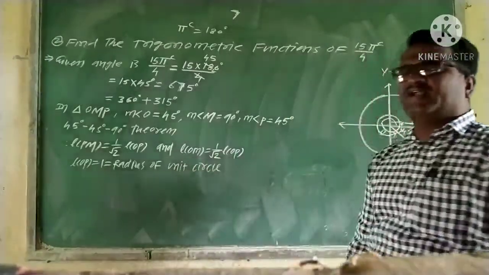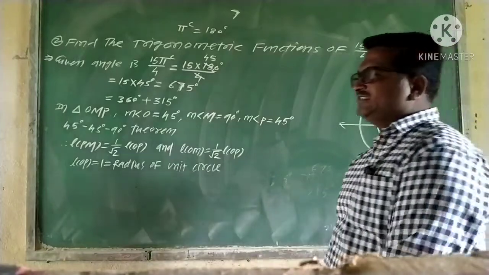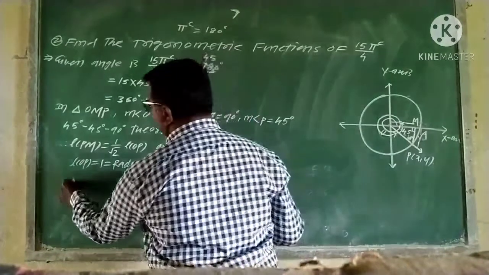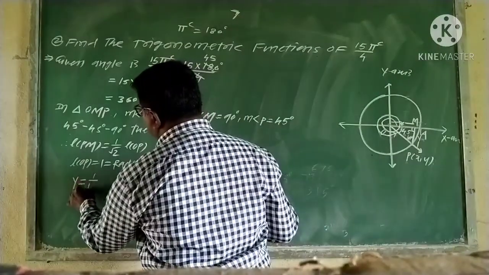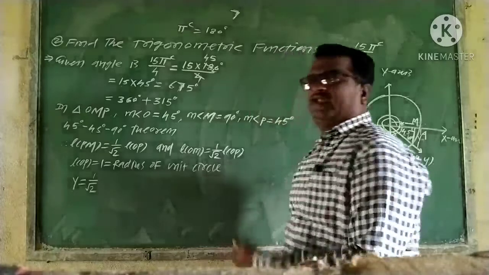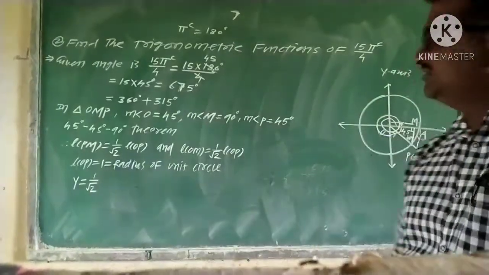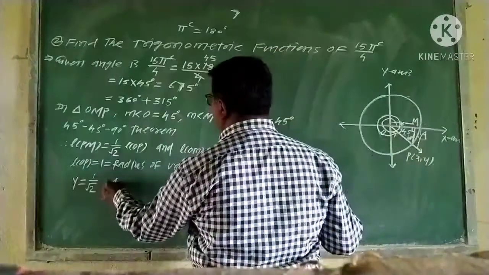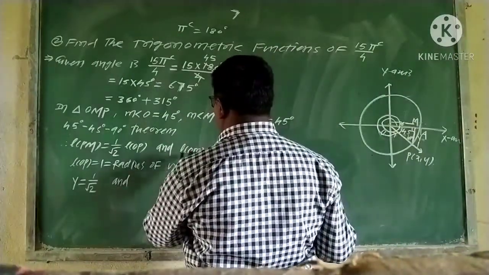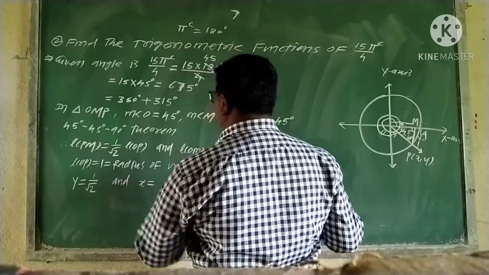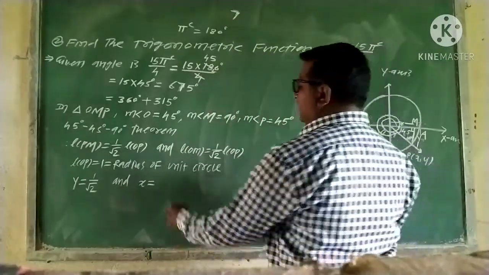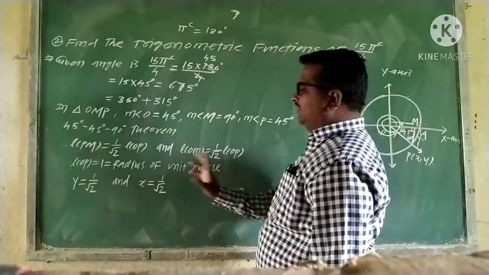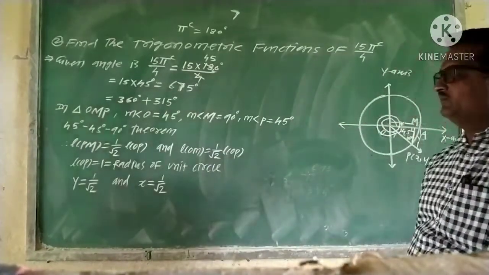Also by this figure, length PM, which is equal to y, equals 1 upon square root 2 multiplied by 1, which is 1 upon square root 2. And the length OM, which is equal to x, equals 1 upon square root 2 multiplied by 1, that is, 1 upon square root 2.